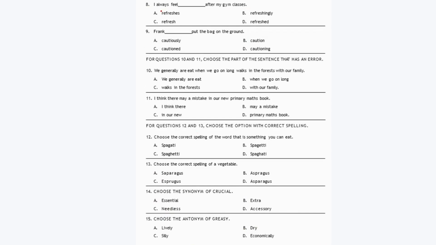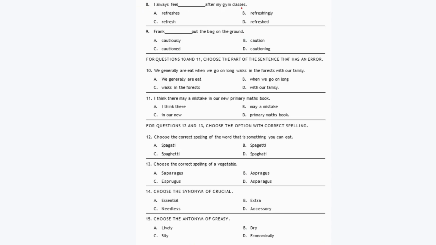So next you have, "I always feel dash after my gym classes." So how do you feel? I always feel refreshed. So it should be option D. I always feel refreshed after my gym classes.